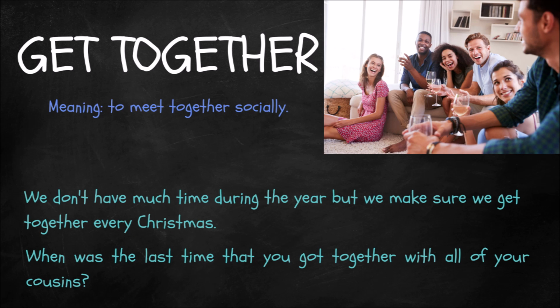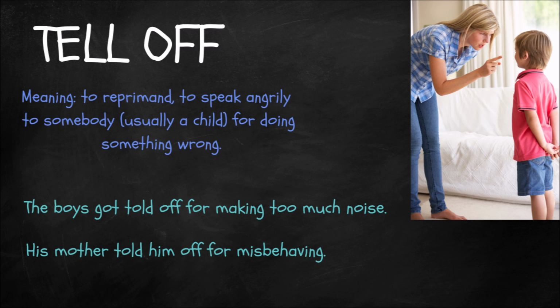This last phrasal verb that we can use to talk about families, particularly if they have kids, is to tell off. And this means to reprimand verbally, or to speak angrily to somebody, usually a child, for doing something wrong. So this is like a verbal message to somebody to tell them that you're not happy with something that they did or their behavior, that kind of thing. So the boys got told off for making too much noise. His mother told him off for misbehaving. Okay, so that is to tell off.